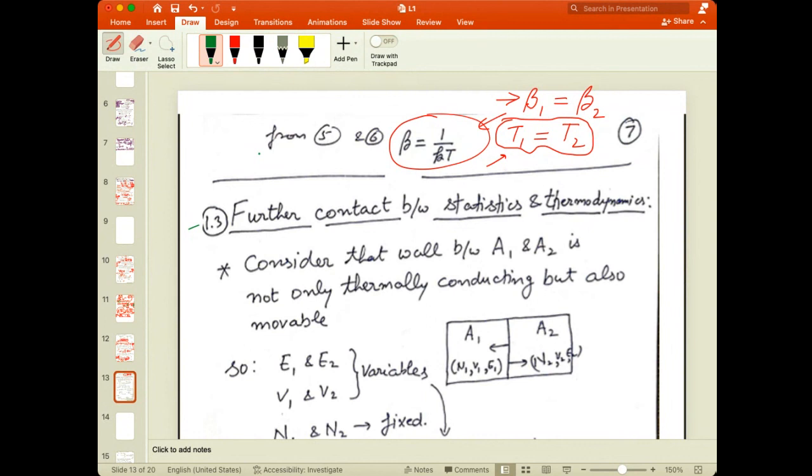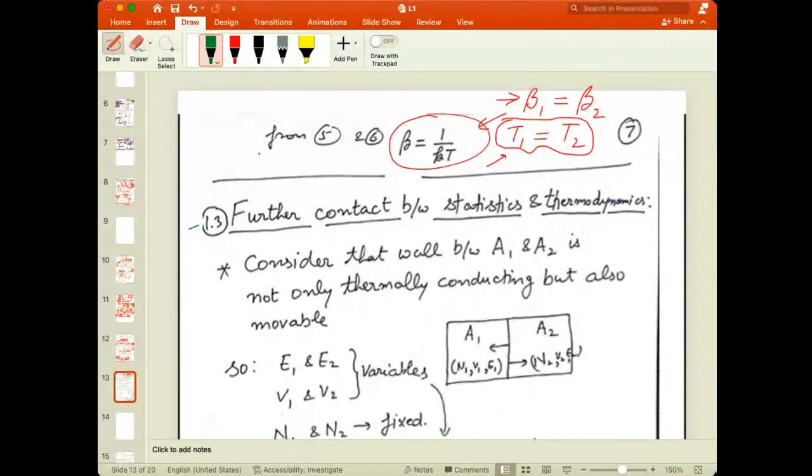So what type of equilibrium are you expecting? I think you can easily guess: if the wall is movable, but initially systems A1 and A2 had different pressures, then to equilibrate, their pressures have to be the same, right? So we should get some parameter from the statistical perspective which is related to pressure. That we will see next time.